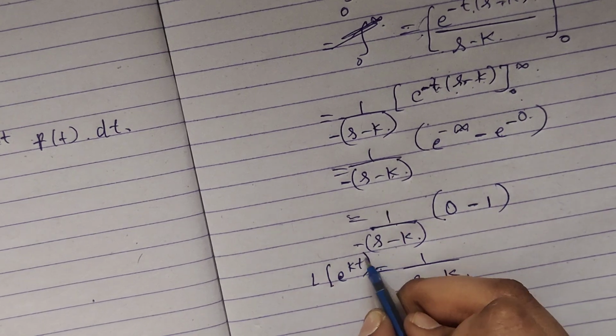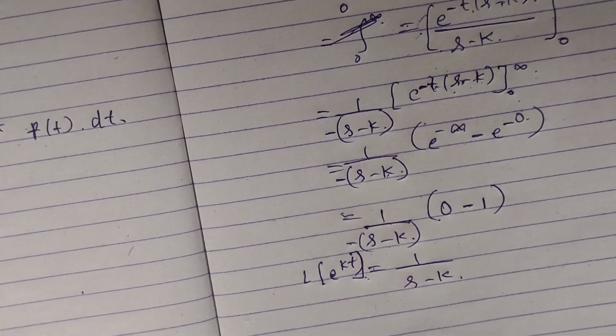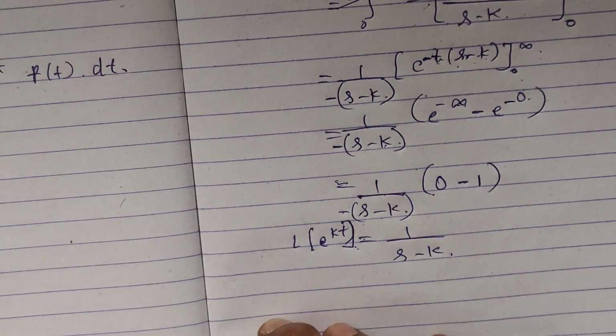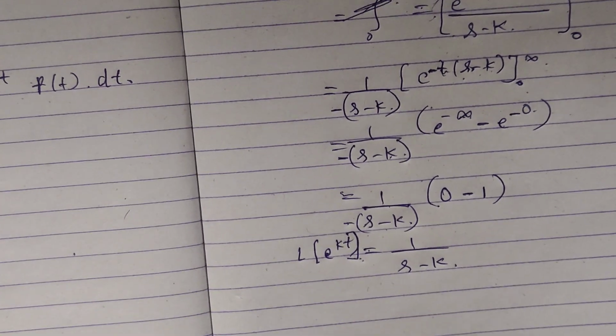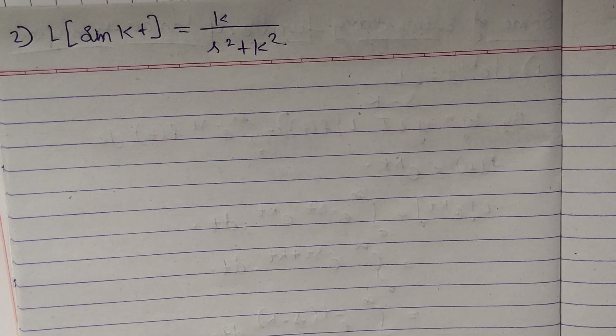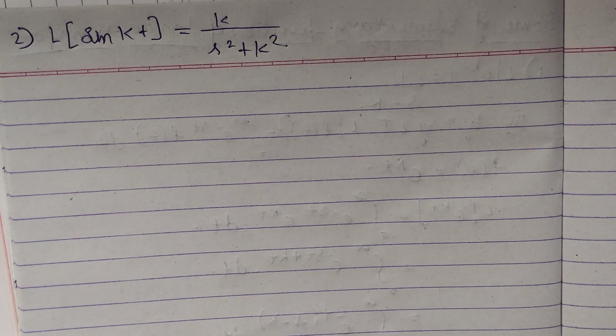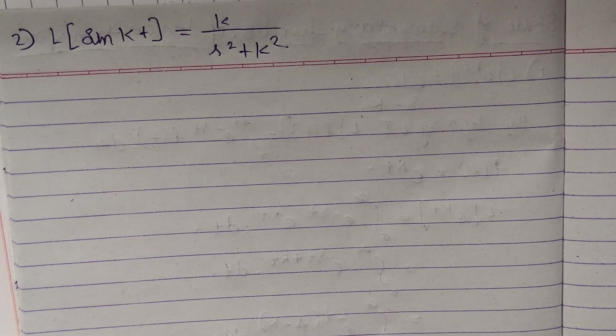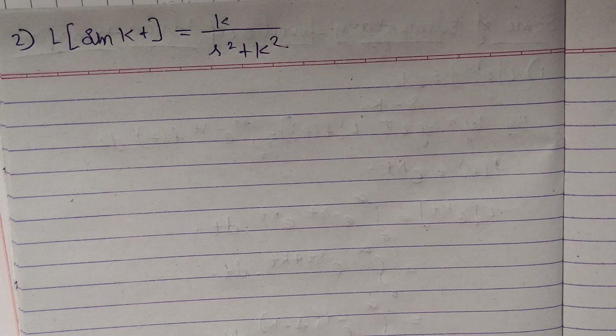This is an elementary function that will be used for problems. I will show you while I am doing the problems. So this is the first function we did. Now this is the second elementary function that will be used for Laplace transform. So we have to prove that L of sine kt is equal to k divided by s square plus k square.